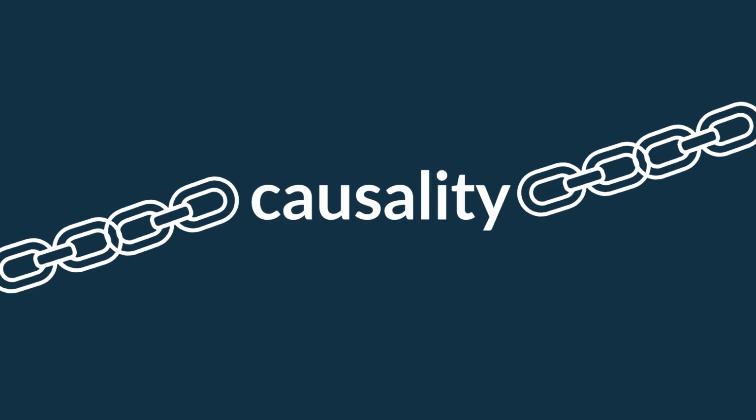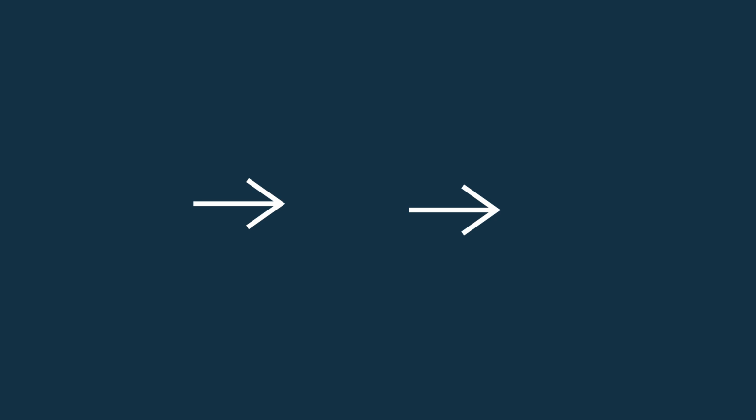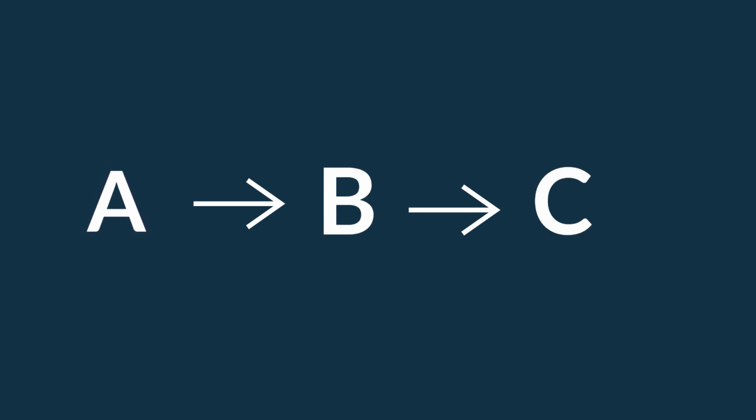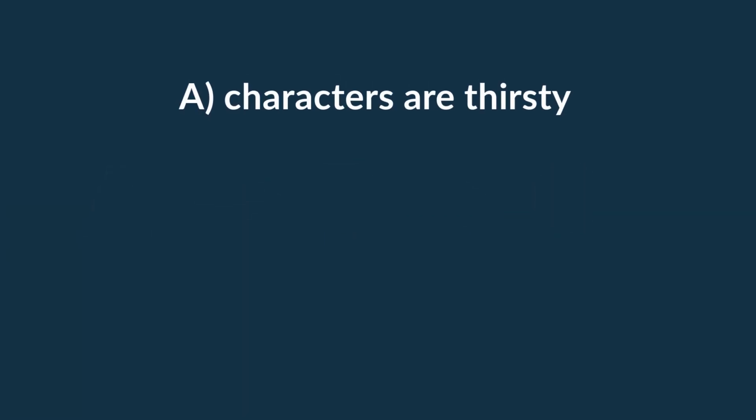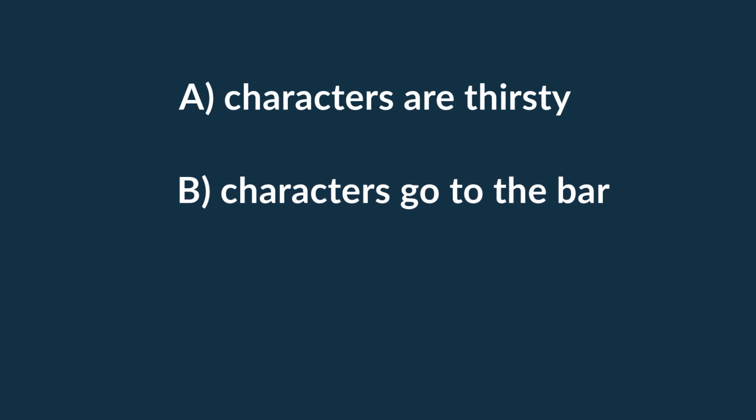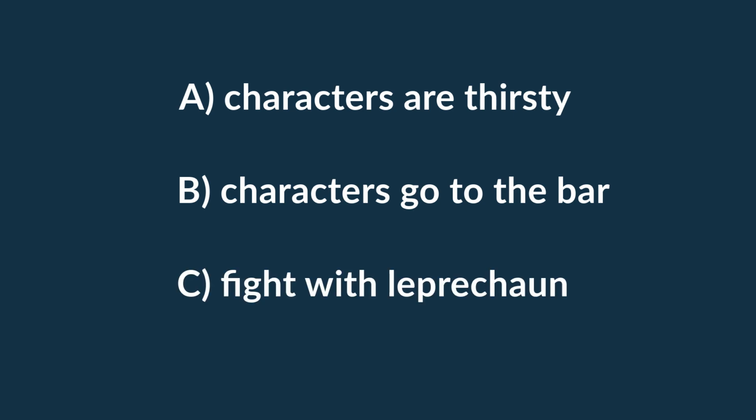Although you can play around with the order of events in a story, they still need to maintain a sense of continuity. B happens because of A, and C happens because of A and B. Our characters are thirsty, A, which drives them to go to the bar, B, on the way to which they meet, and then fight, the leprechaun, C. Clearly, they would never have met the leprechaun if they'd never started their journey, and this would remain so even if we are shown events in a different order.